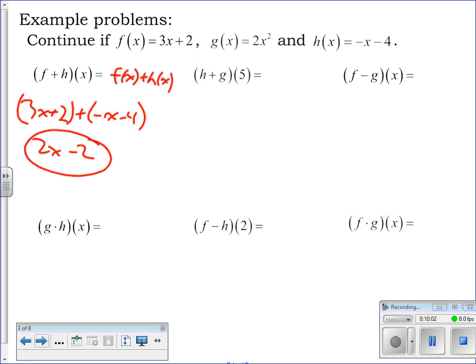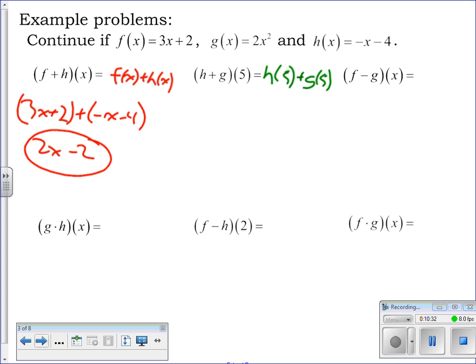And I actually prefer doing the composite. I actually prefer combining them in terms of x rather than in terms of numbers. I much prefer this one to this one. But the process is still the same. What this means is that I have h of 5 plus g of 5. That's all that means. So instead of x, I've got 5.